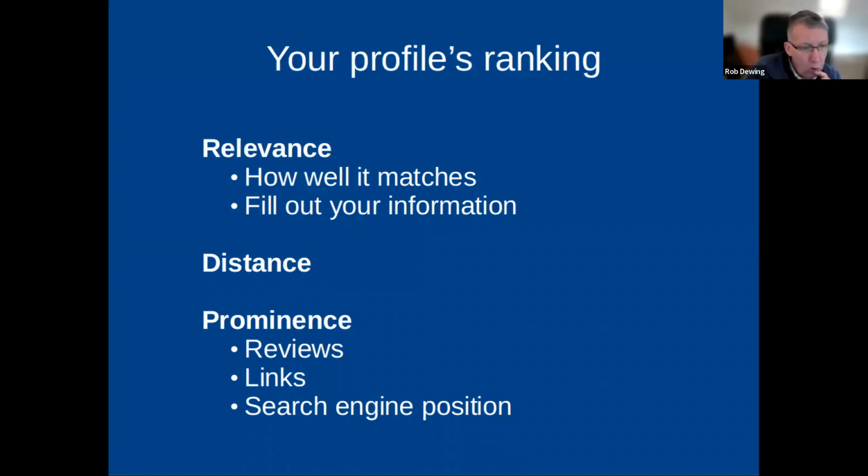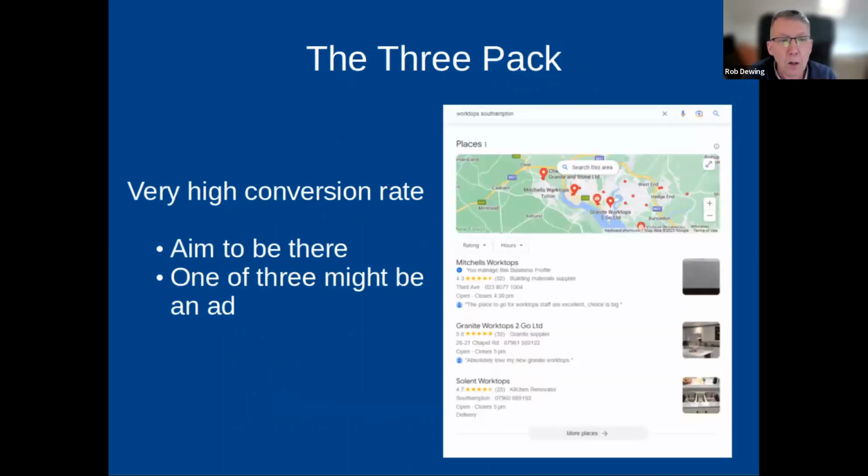I mentioned your position within the results page. So the next slide shows what a search result looks like. So this is Mitchell's Worktops, or Worktops Southampton. Mitchell's happened to be a client of mine. And you've got this thing called the 3-pack. Again, it's a term that's used quite a lot in the SEO community. So it's not half a 6-pack, but it's a set of 3 results that get chosen by Google to be shown at the top of the page below the map.